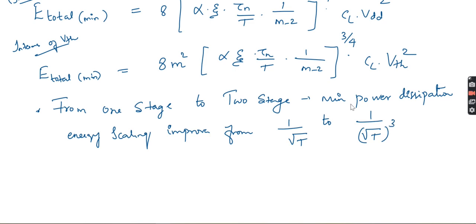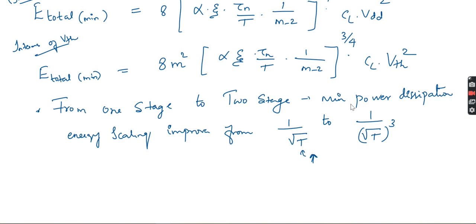So now you can see when I go for one stage you are going to 1 by root t. So what is our ultimate aim? Actually we need to increase this t, right? This was going to increase slowly in the ramp when you increase, automatically your power dissipation will get reduced. But when you go for the two stages, what happened? This is root t, that is t to the power 1 by 2. This one is the cubic root of t. When it goes cubic root, still the minimum power dissipation, so the energy scaling will be improved in this.